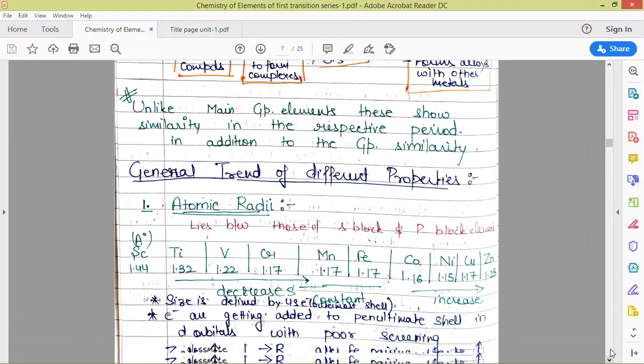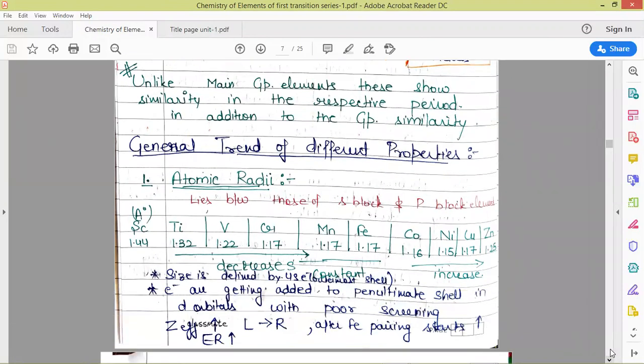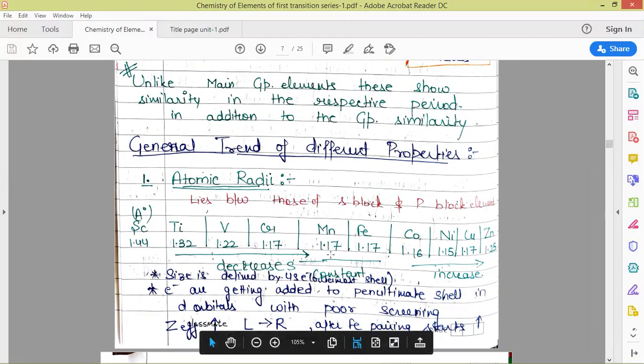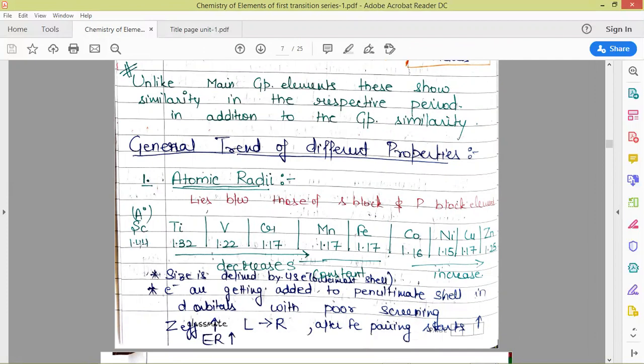Atomic radii plays a very vital role in deciding different properties. Let's have a look at how atomic radii varies as we move from left to right in the period along the 3d series. These are the values of atomic radii given in angstrom. As we move from scandium to zinc, atomic radii decreases initially, then becomes nearly constant around chromium to iron, and then further increases up to zinc.